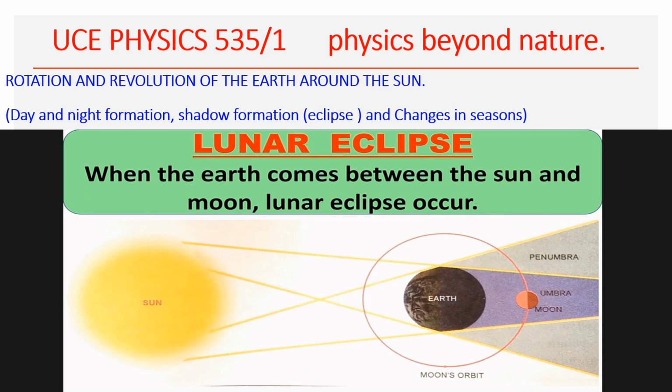So we can see that the darkest part is called the umbra, where we have full, total darkness. Then partial darkness, this part here is the penumbra. So this is our Earth, this is our Moon, and this is our Sun. So these are rays, Sun rays. They must have arrows as you're drawing them.